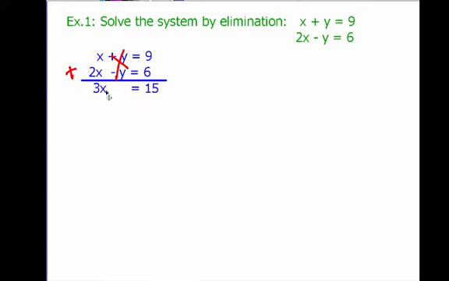So now I'm going to solve for x to figure out what my x is. 3x equals 15. Divide both sides by 3. I figure out x is equal to 5. So that's what I do.